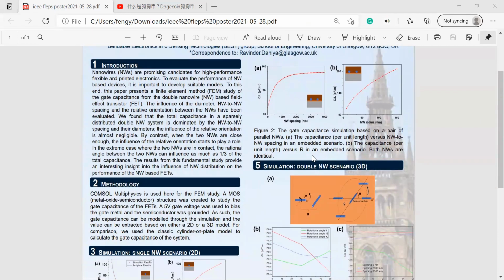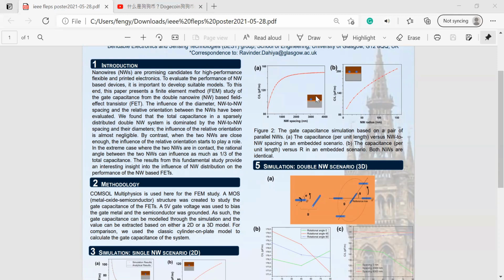So then we move to the double nanowire scenario. And for the double nanowire scenario, we discuss it in two parts. The first part is the 2D case, which means that the two nanowires are always parallel, as shown in the schema here. And in this case, the increase of the nanowire to nanowire spacing will lead to a significant increase of the total capacitance of the entire system.